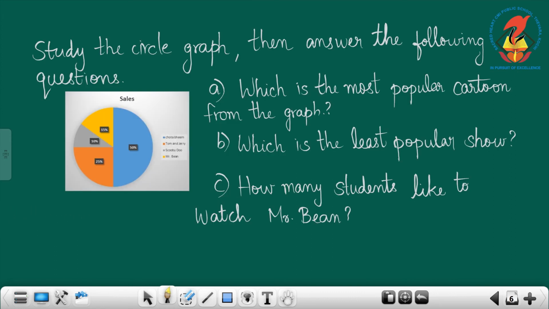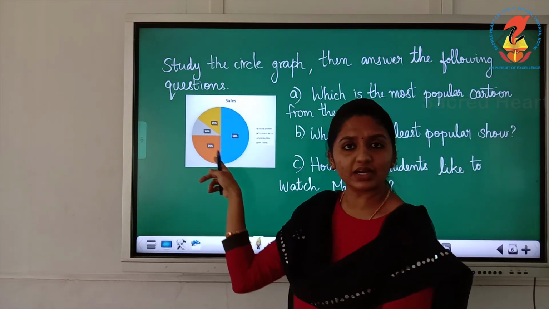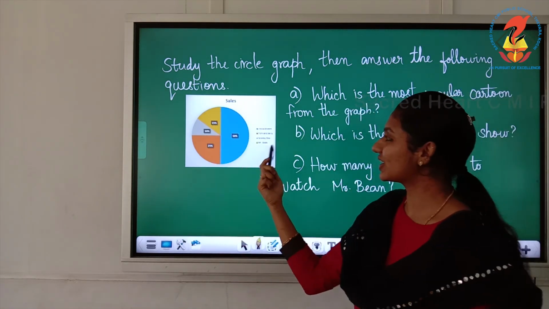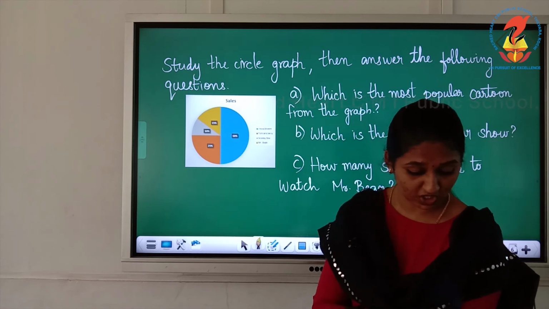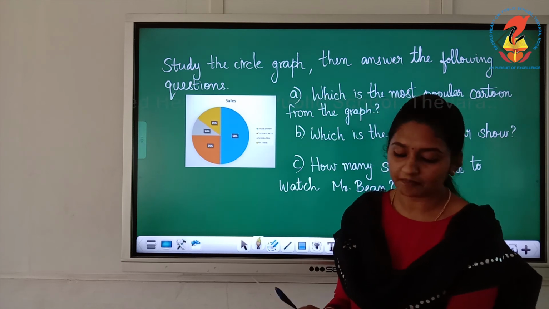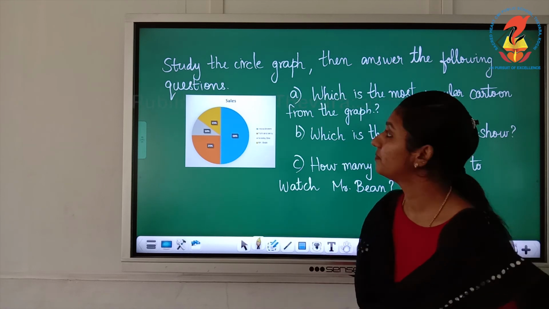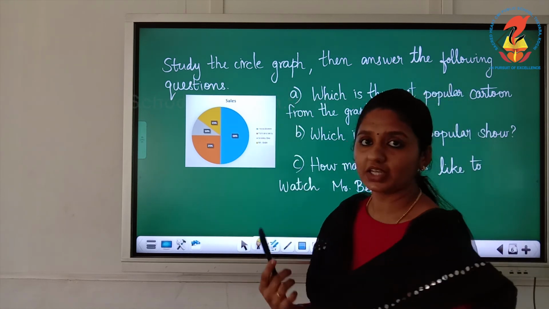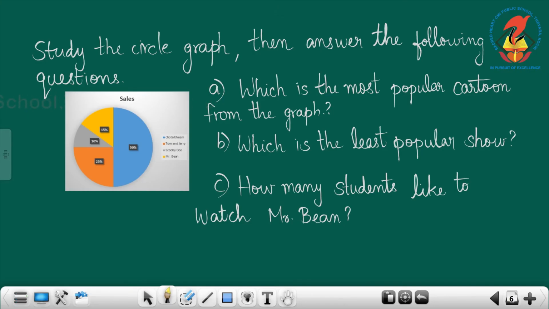Here we can move to the next question. This is the last question of the smart chart. This is another graph, right? We can call this a pie chart. Your textbook says chapati chart, right? Yes, page number 168, chapati chart. Commonly we can say this is a pie chart. So, study the circle. Pie chart or circle chart. Study the circle graph. Then answer the following questions.